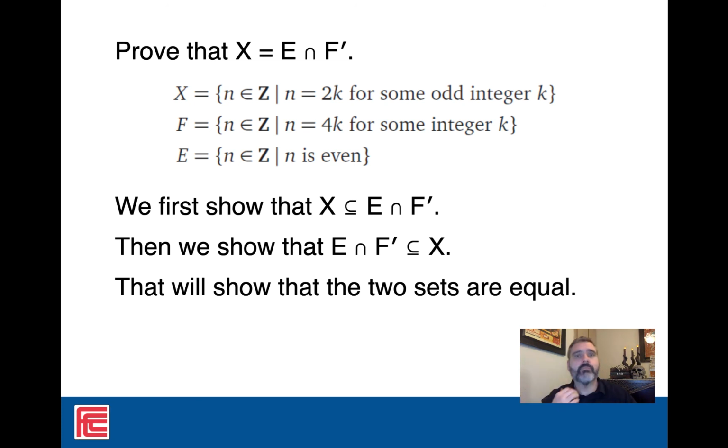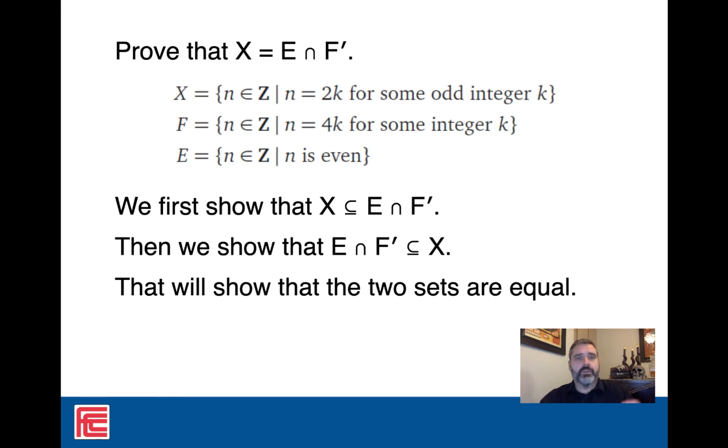And then E is just that n is even. What's even mean? Well, the definition of even is you can represent it as n equals 2k for some integer. That's the definition of even. Not for some odd integer, just for any integer.